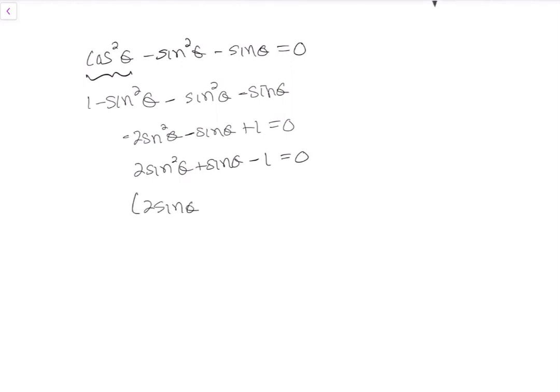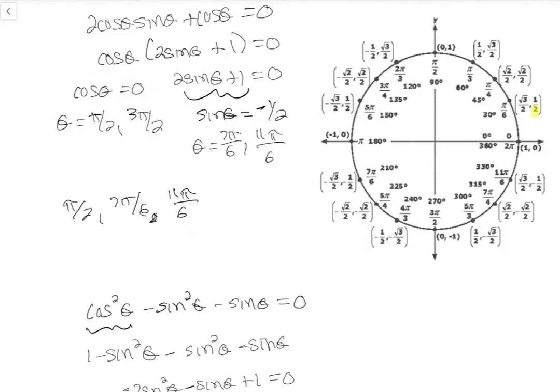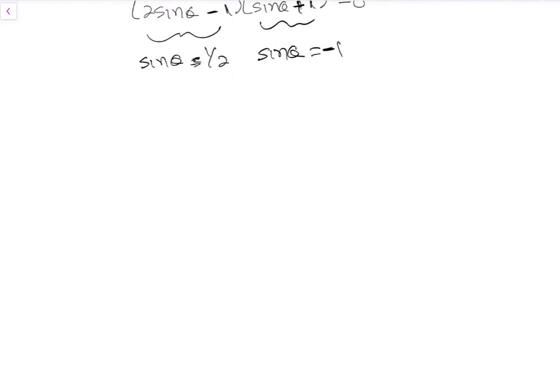So I have 2 sine theta times sine theta, and then the factors of 1 and 1, and then I want a positive sign in the middle, so I'm going to have a plus and a minus. So we're going to set equal to 0. If I set this factor equal to 0, solving, sine theta equals 1/2, and set this factor equal to 0, I got sine theta equals negative 1. The sine is 1/2 at pi over 6 and 5 pi over 6. I'm going to get pi over 6 and 5 pi over 6.